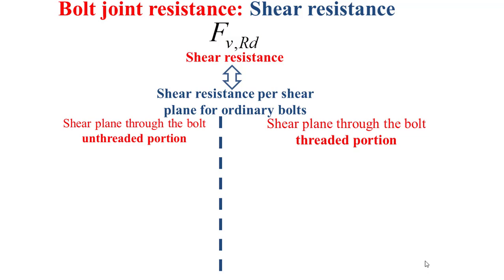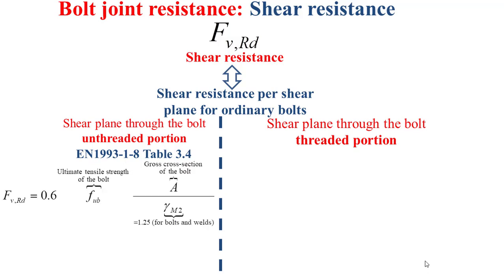For the first case of unthreaded portion, based on the European Standard 1993-1-8 Table 3.4, the shear resistance FvRd is expressed as 0.6 multiplied by the ultimate tensile strength of the bolt fub multiplied by the gross cross-section of the bolt A divided by gamma M2, which is equal to 1.25 for bolts and welds.